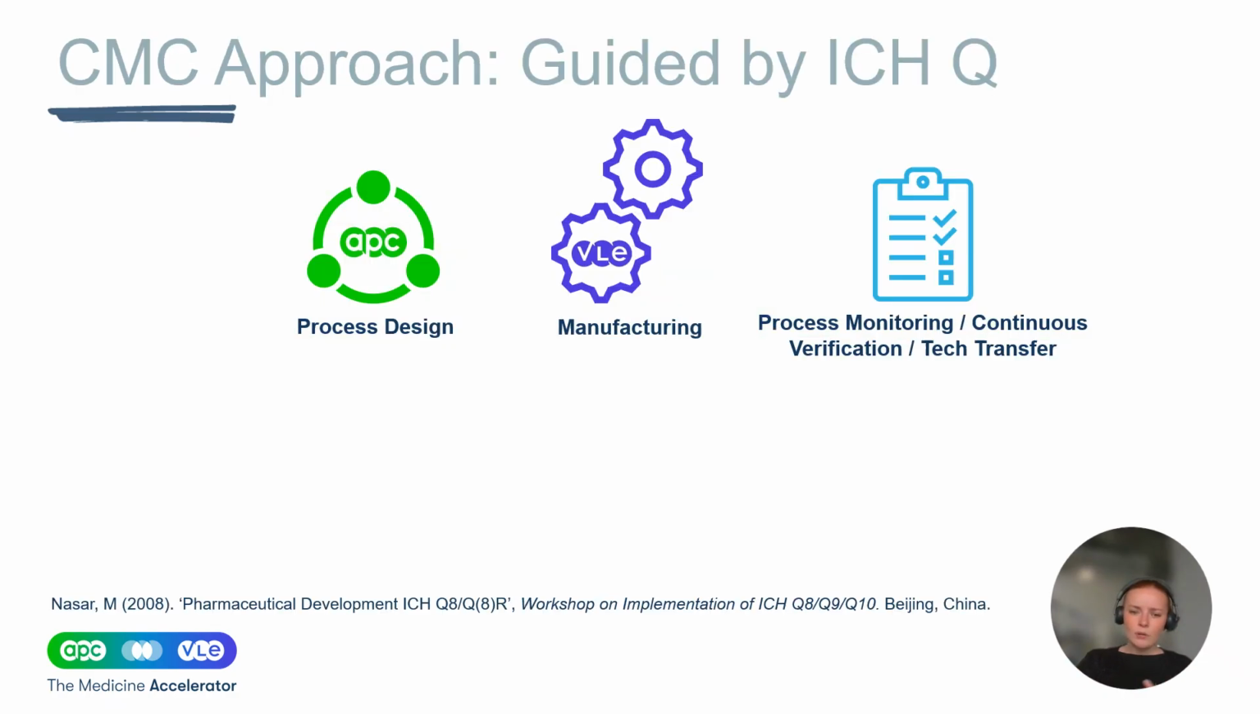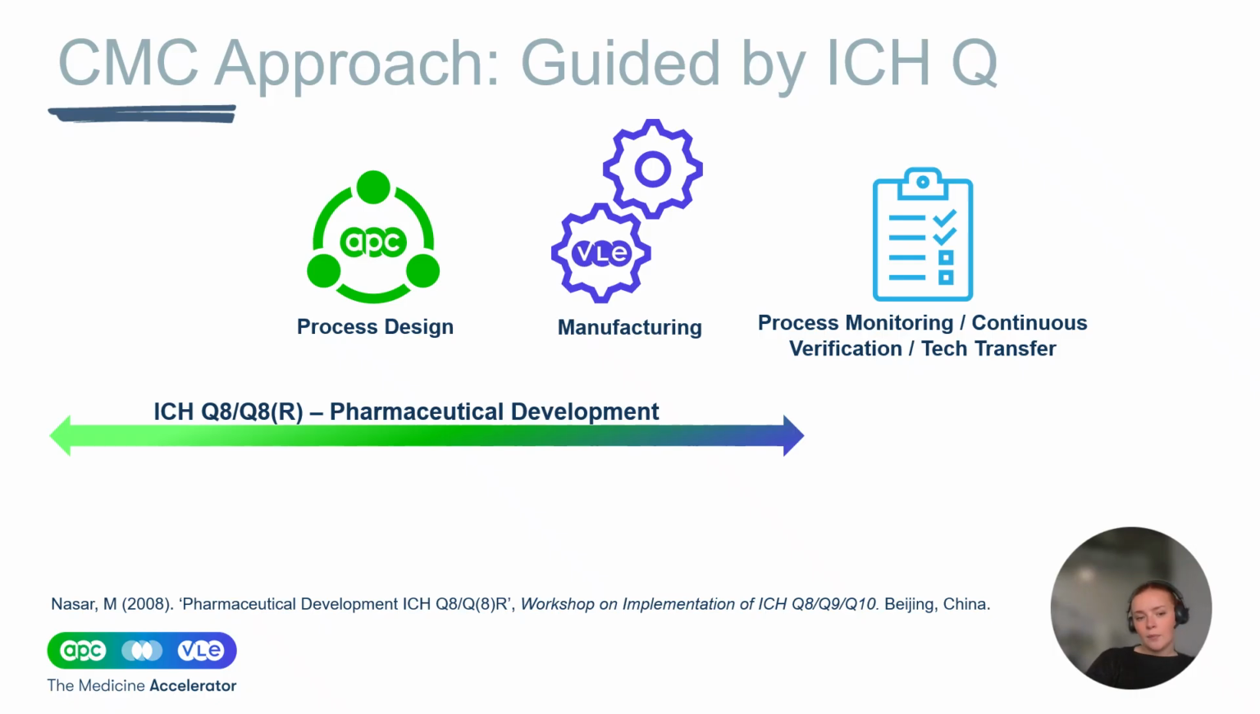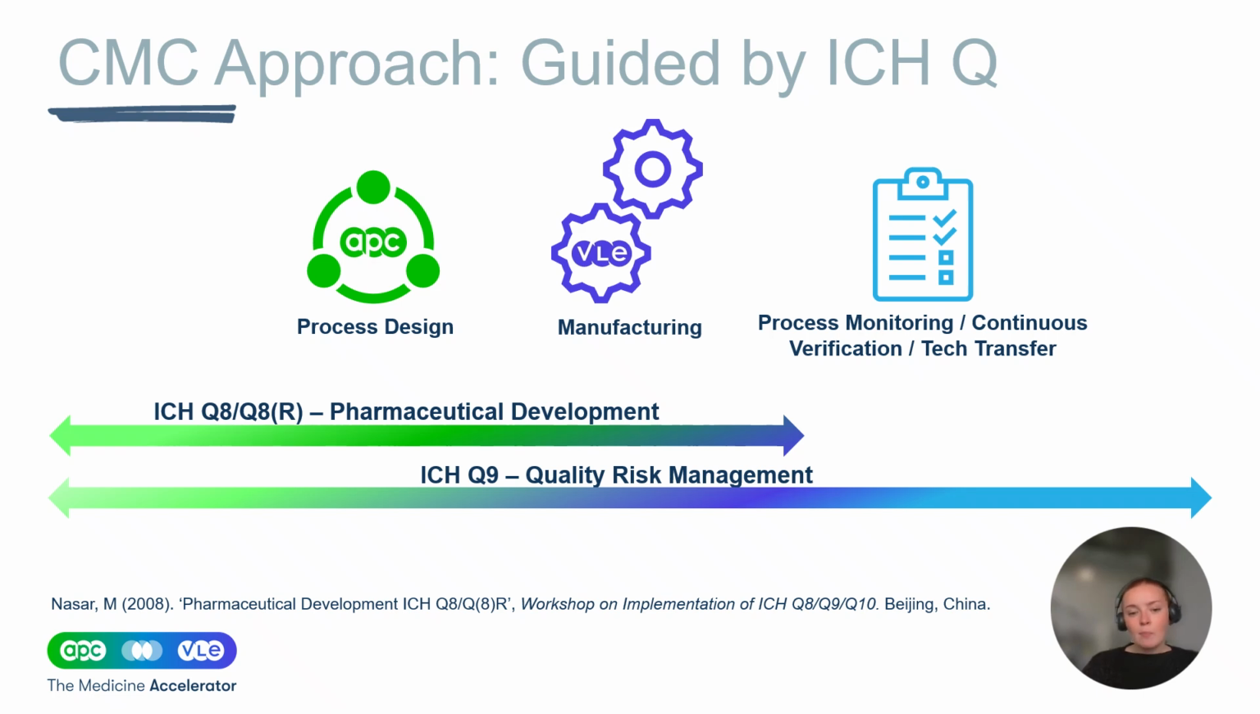So one other thing I really wanted to mention was our CMC approach at APC and VLE and how we're guided by the ICH Q guidelines. So in terms of process design for APC, we focus heavily on ICH Q8 and the Q8 revised version, looking at pharmaceutical development and how that relates then into our manufacturing house, which is VLE. Overall, APC, VLE, and then our continuous monitoring, our continuous verification, lifecycle management, and tech transfer is all aligned with ICH Q9, the quality risk management.